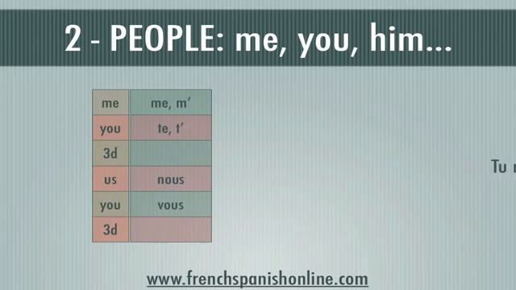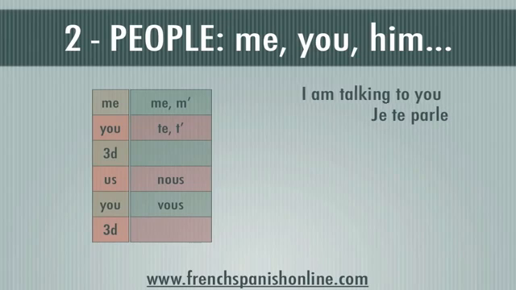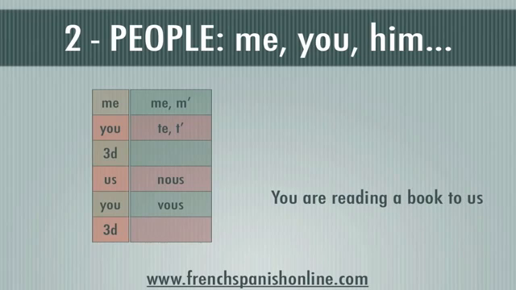Okay? Another example. I'm talking to you. You here is an indirect object, but the same in French, te, placed before, je te parle. And another example. You are reading a book to us. Us indirect is nous, placed before, tu nous lis un livre.